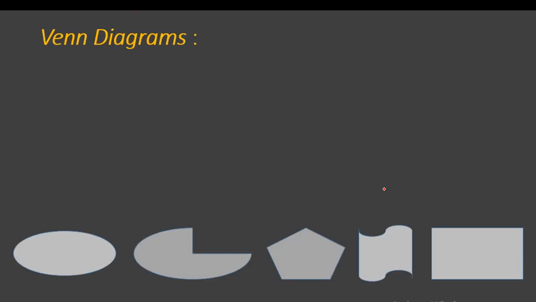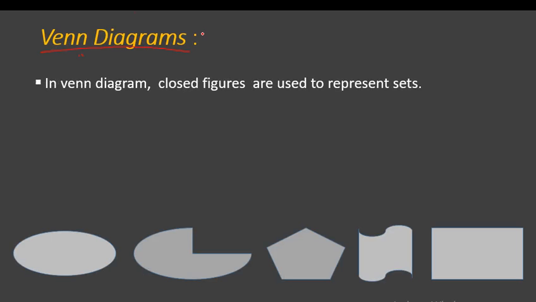Now let's see, the next topic is Venn diagram. So what is meant by Venn diagram? Venn diagrams are figures which are used to show sets. So let's understand. In a Venn diagram, closed figures are used to represent sets. So what is meant by closed figures?